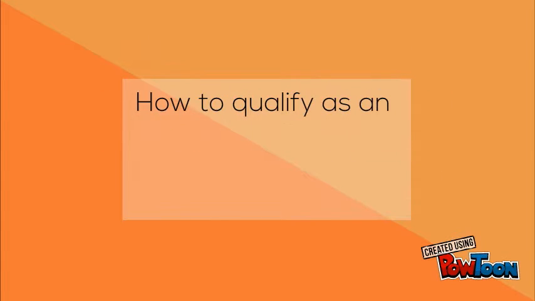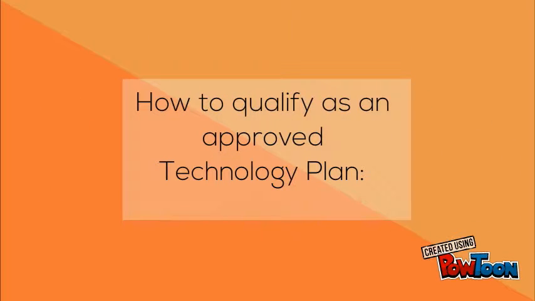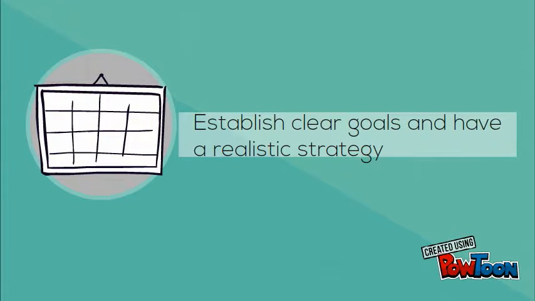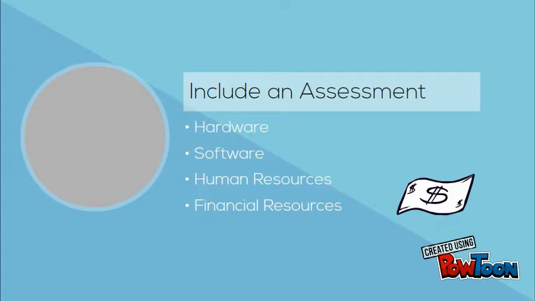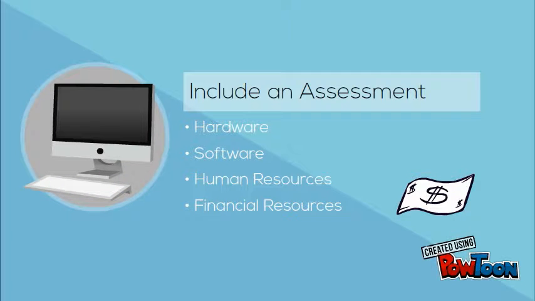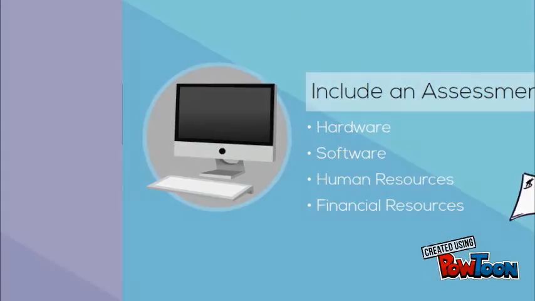How to qualify as an approved technology plan. There are some criteria that have been established as core elements of a successful technology initiative. First, the plan should establish clear goals and a realistic strategy for using technology to improve instruction and administration in the educational organization. Next, the plan should include an assessment of the hardware, software, networking, and human resources as well as financial that will be needed in the educational services.